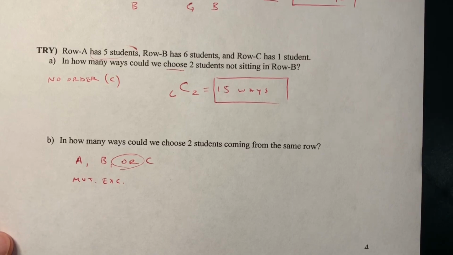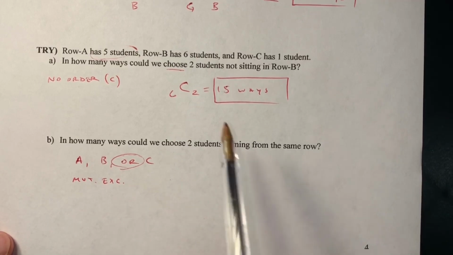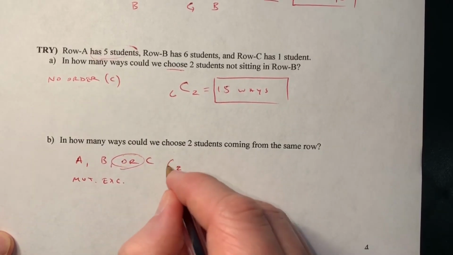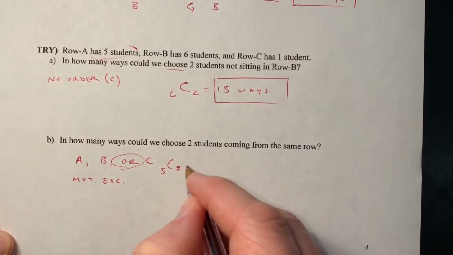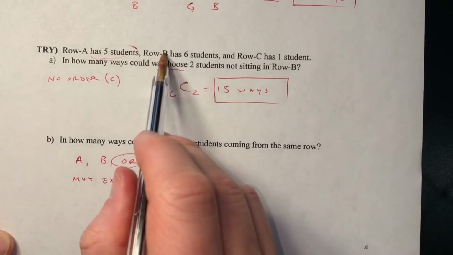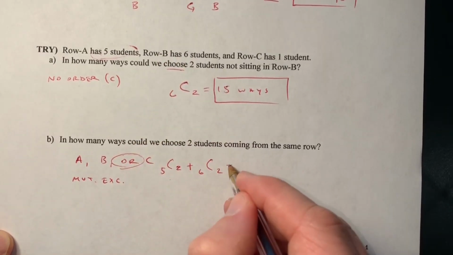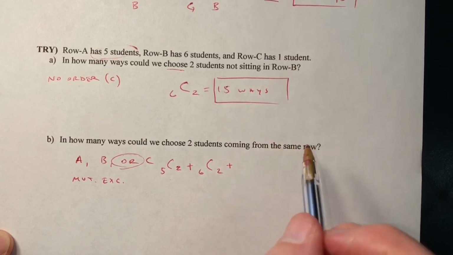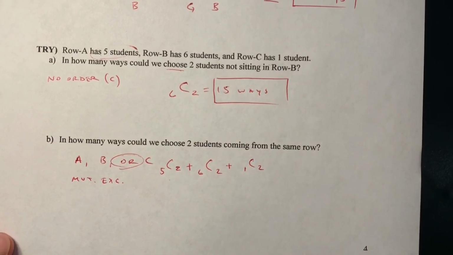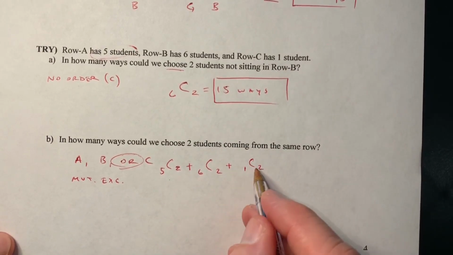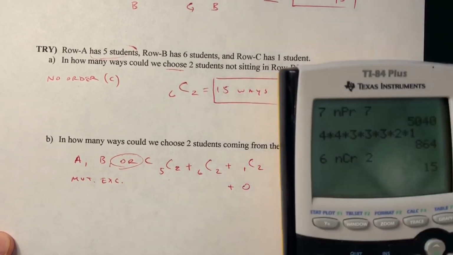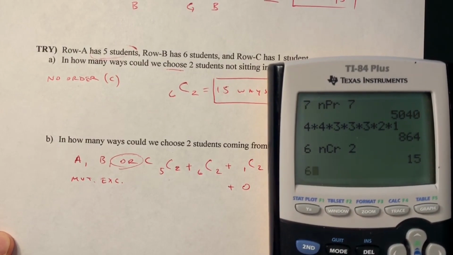So we need to find the number of ways we can choose these students from row A. Okay, so it's 2 students from row A, which has 5. And we're going to add how many ways we could choose these 2 students coming from row B, which has 6, plus the number of ways to choose 2 students from row C, which only has 1 student. Now, there's no way to choose 2 out of 1, so I know there's going to be 0 ways to choose those.